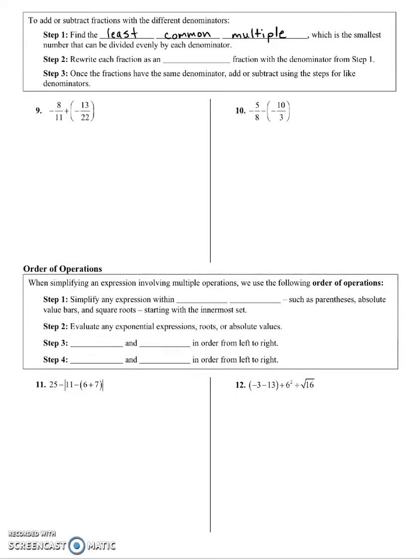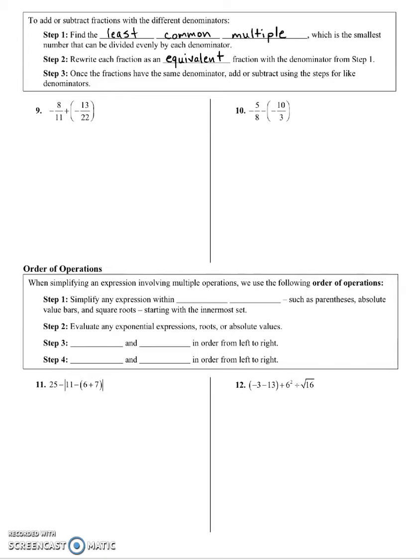Then you rewrite each fraction as what we call an equivalent fraction, which means you just change its name, essentially. You change its denominator and therefore its numerator also. And then once the fractions have the same denominator, you can add or subtract them using the steps for fractions that have like denominators, like in the previous video.